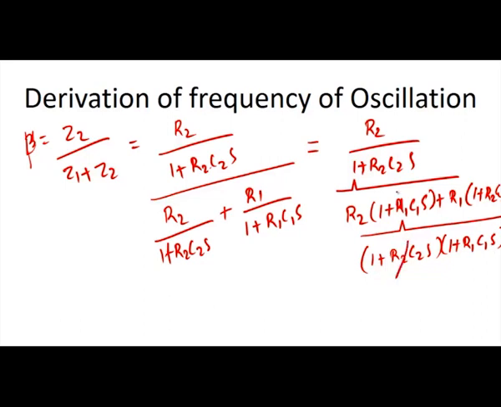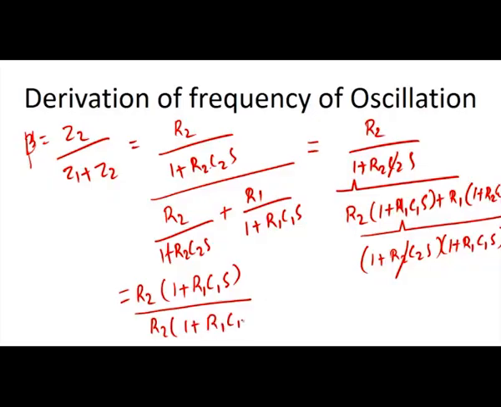So, these 2 terms will get cancelled and finally R2 into 1 plus R1 C1 S will be the numerator of beta, divided by R2 into 1 plus R1 C1 S plus R1 into 1 plus R2 C2 S. This is now beta. Now you simplify again.